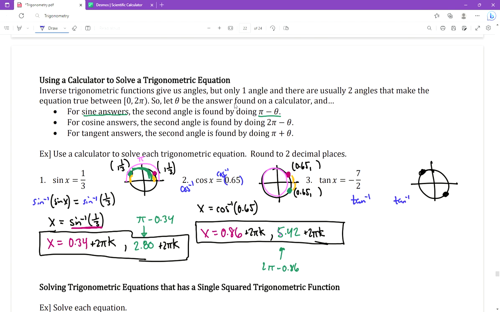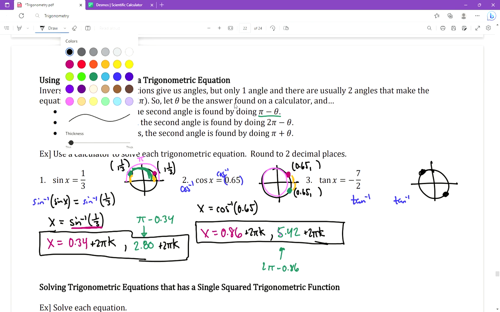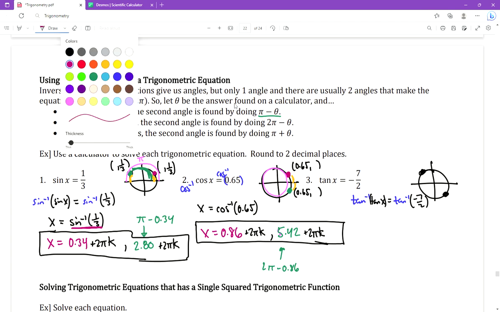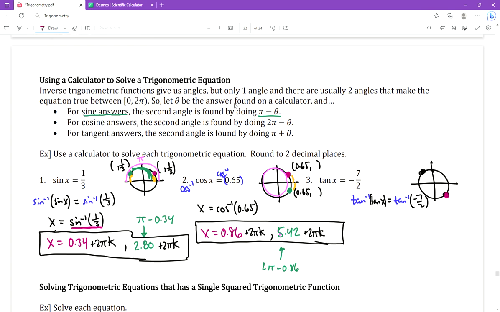So I'm just setting up in the blue the tangent inverse of both sides, and that would be tangent inverse of tangent x would equal tangent inverse of negative 7/2. And then on the left side, the tangent inverse and tangent would cancel, and we'd be left with x, and the right side is the tangent inverse of negative 7/2, which would be this point in the maroon. Okay, so x is tangent inverse of negative 7/2, and then let's get it in the calculator.